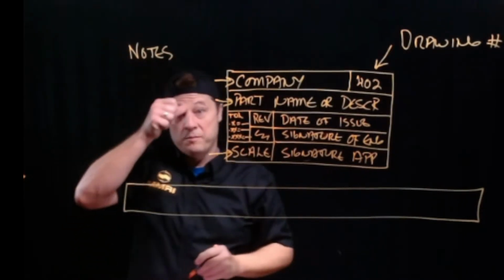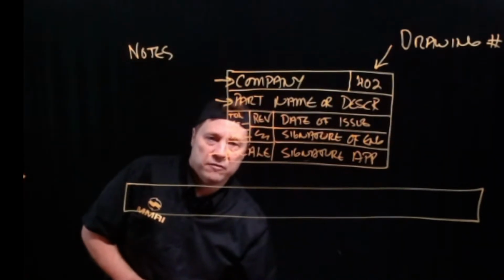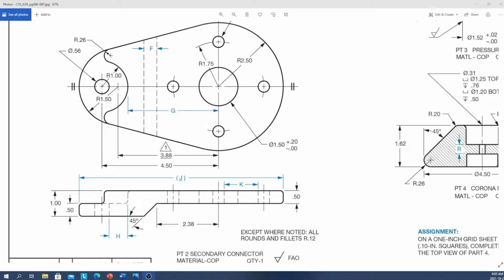around the print. And the notes will be in places that make sense for this print. So let me just show you an example here for a moment. So in this example here of this part, this connector, notice down here, this note right here: except where noted, all rounds and fillets are 0.12. So this note is letting the reader know that unless there's a call out for a fillet size actually on this image, anywhere here.